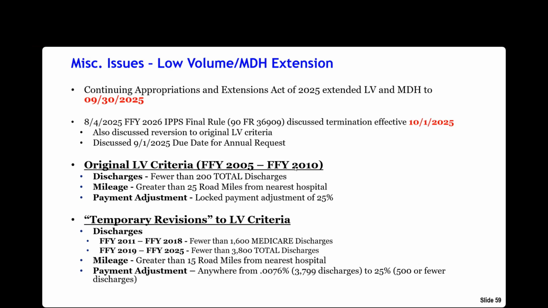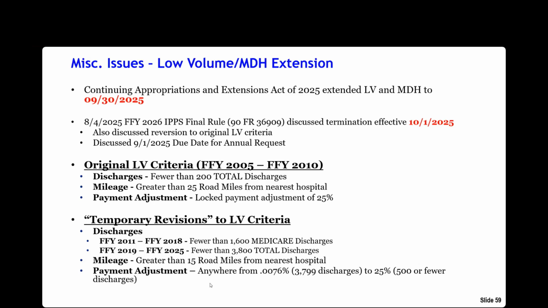Very few national hospitals provided or qualified for it. So that's where we were as of 10/1/25. So the Federal Register, they were basically saying if you don't qualify for those old criteria, then none of this matters to you unless Congress extends it. The 9/1/25 due date was for the few hospitals that could still qualify with fewer than 200 total discharges, greater than 25 road miles to the nearest hospital, and they get a payment of 25%, an add-on payment.